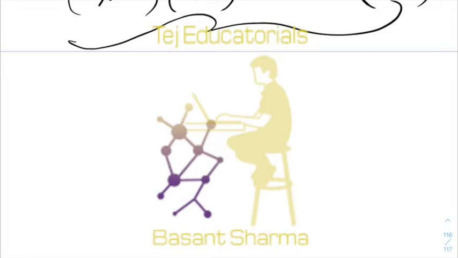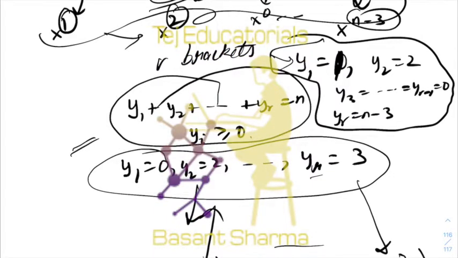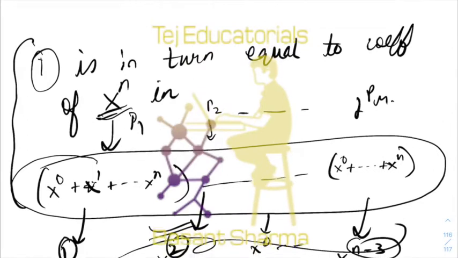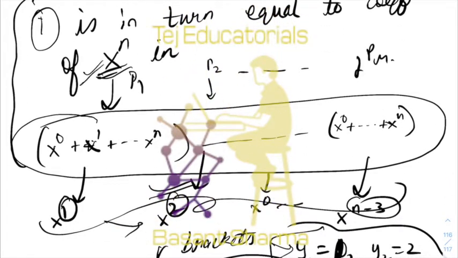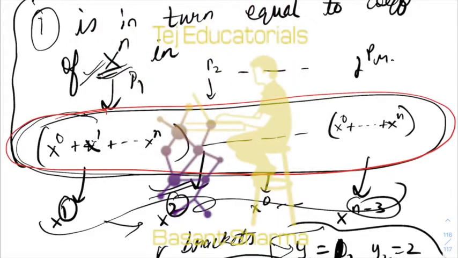So that is one result. Basically, to summarize, the number of ways of distributing all n identical objects among r persons is equal to the number of non-negative integral solutions of this equation, and this in turn is equal to the coefficient of x to the power n in the expansion of this thing, where you take r brackets, and inside the r brackets you vary the powers from 0 to n.